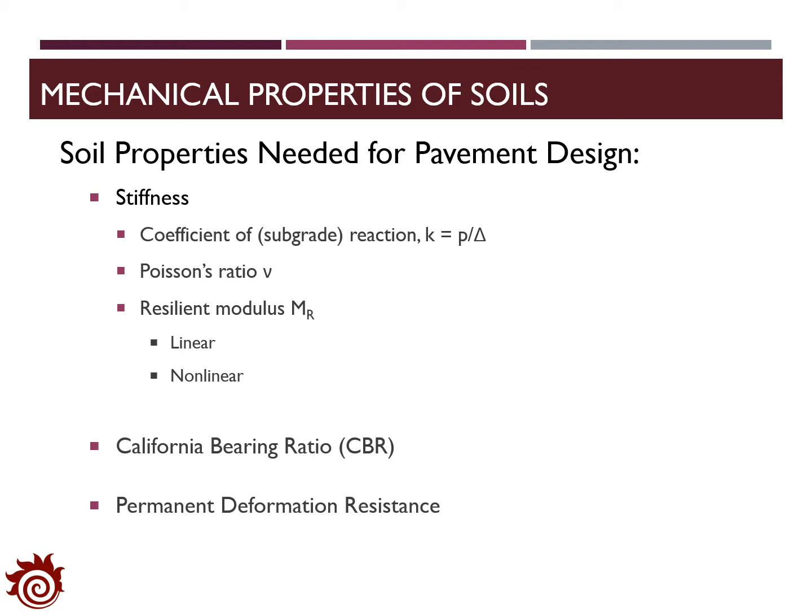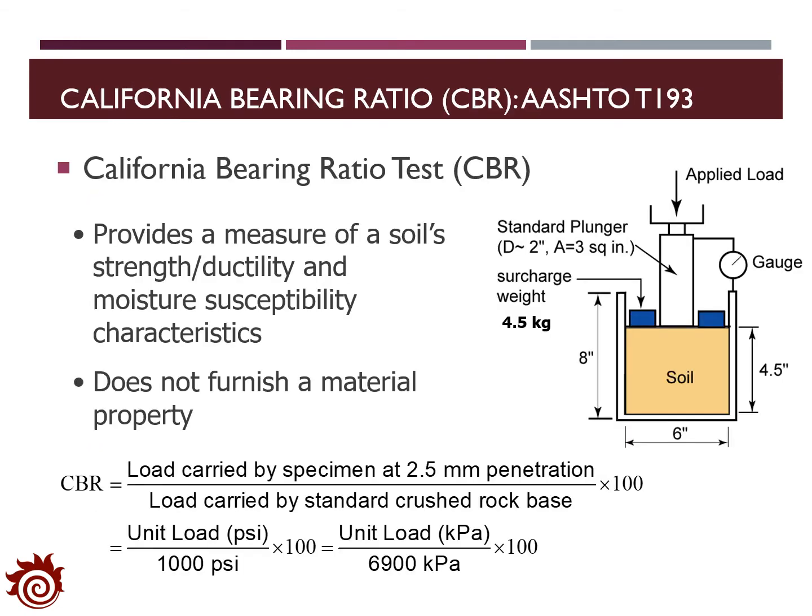In this class, we will try to check the California bearing ratio, CBR, and the test to get the CBR value. Also, for the permanent deformation resistance, the details about this part will be discussed in the asphalt technology in the future. Let's first go to check California bearing ratio, CBR.